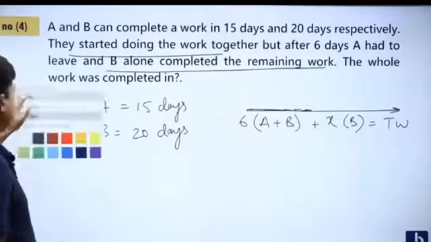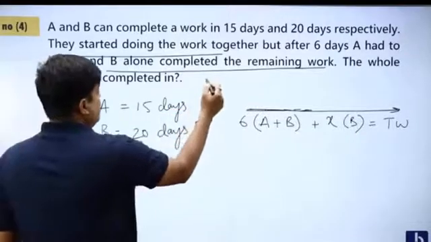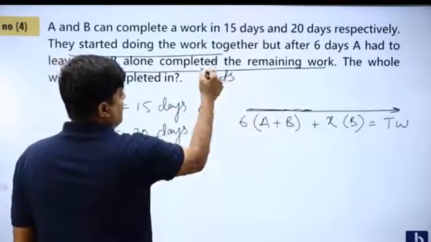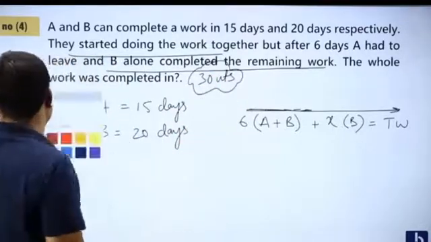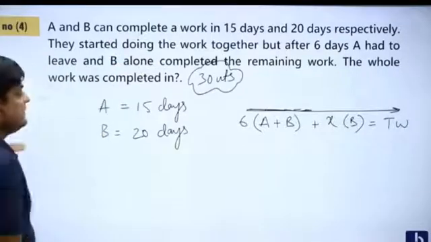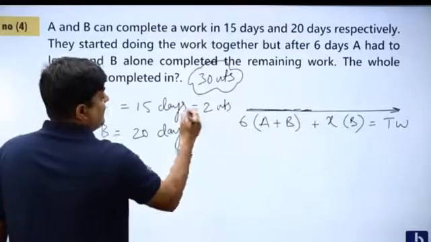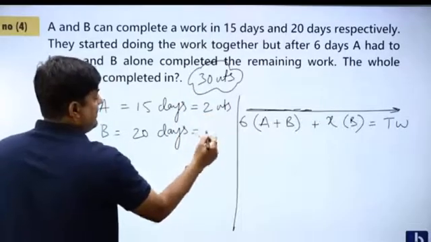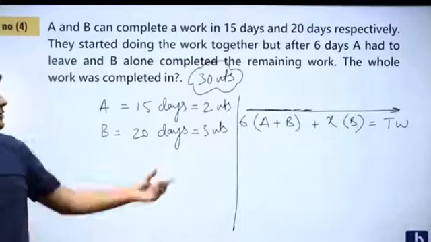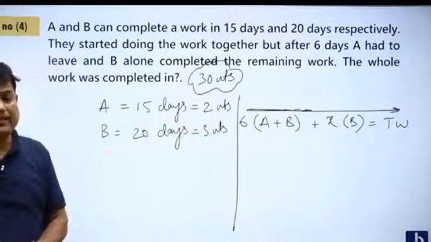Here, I don't know the work. Let the total work be what? 30. 15 and 20. Yes, 30. Are you understanding, everybody? Yes or no? Let's believe the total work is 30. If total work is 30, per day A does 2 units, and B does 3 units. So per day, A will do 2 and B will do 3. Now let's try to substitute here.